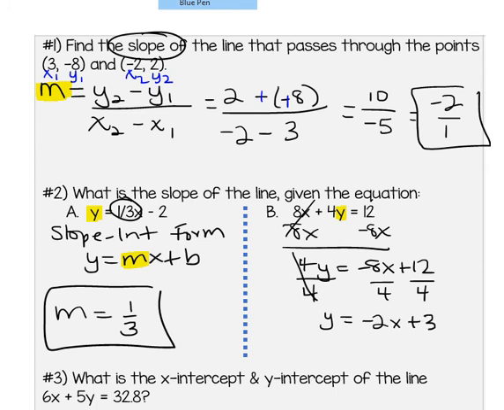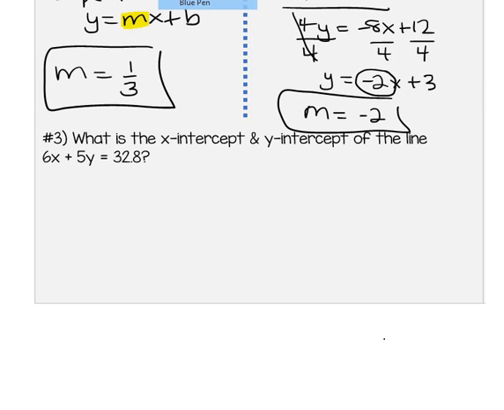So just like before, we identified our slope-intercept form, y equals mx plus b, and that m is what we're looking for. In this equation that I've converted to slope-intercept form, I now have my m. That's going to be my -2. And that's our answer. Okay, so lastly we have: what is the x-intercept and y-intercept of the line?